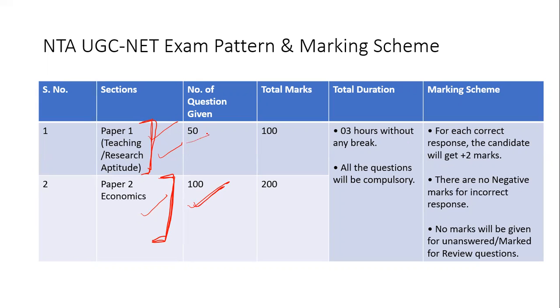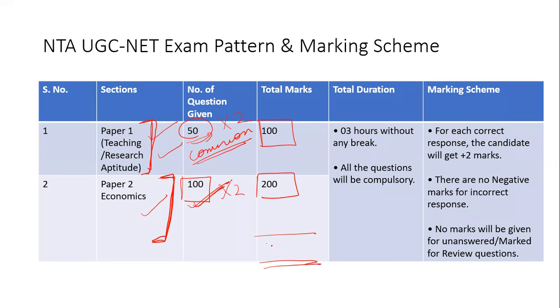Paper 1 is common across all the subjects. Everybody has to give this paper irrespective of the subject you choose. There are 50 questions in paper 1, 2 marks each, so 100 marks for paper 1. There are 100 questions in paper 2, again 2 marks each, so 200 marks for paper 2. In totality, you have a 300 marks paper in which you're actually attempting 150 questions.